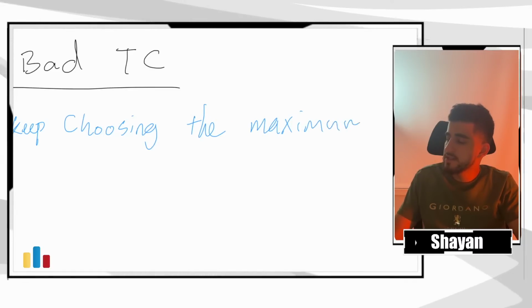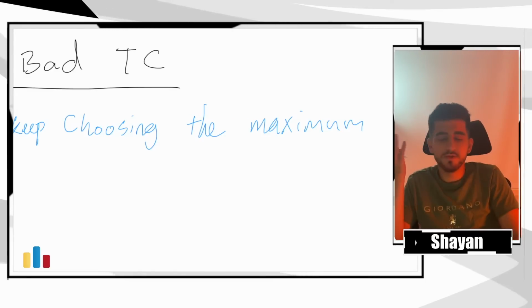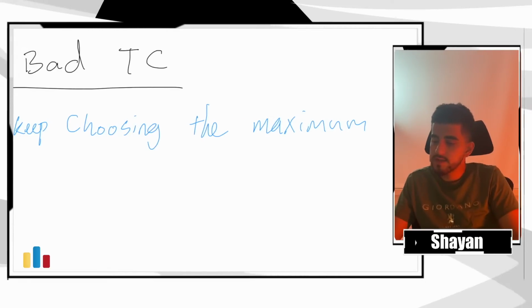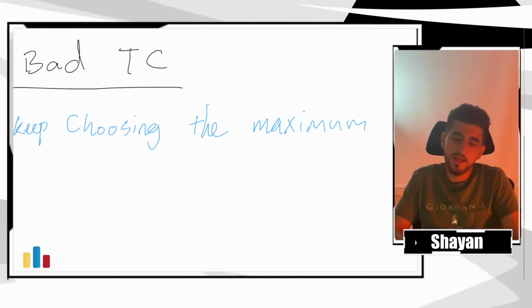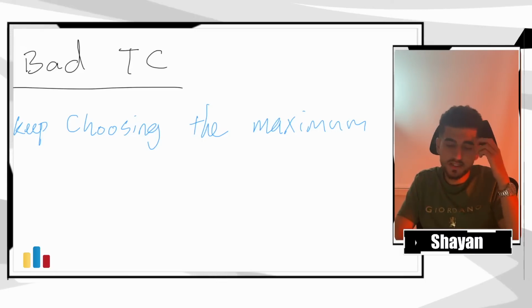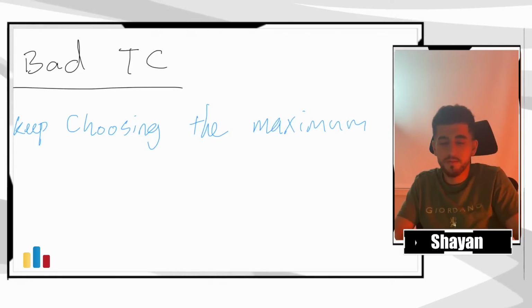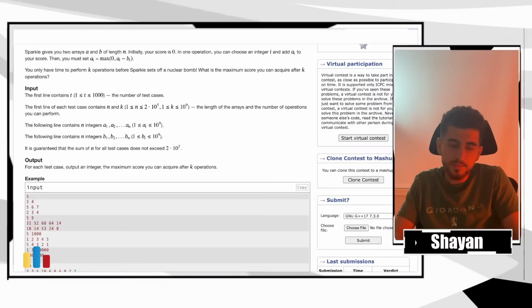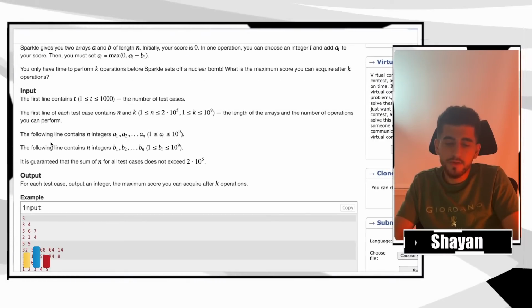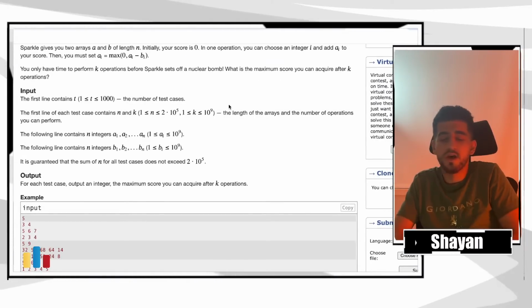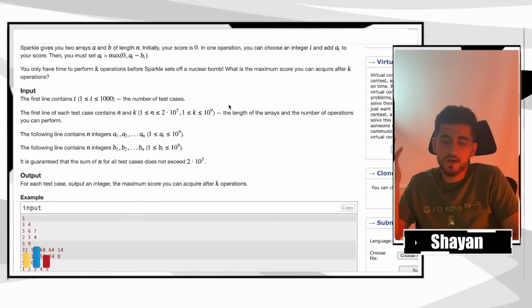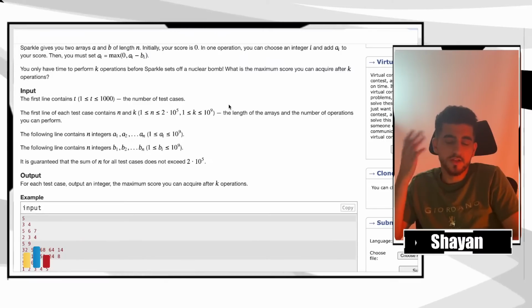So I have a greedy solution. I can say that each time choose the maximum. But this will not have a good time complexity. Why? Because if I keep doing it, there are K operations and K is up to 10 to the 9th. That is a lot. I cannot do this 10 to the 9th times.